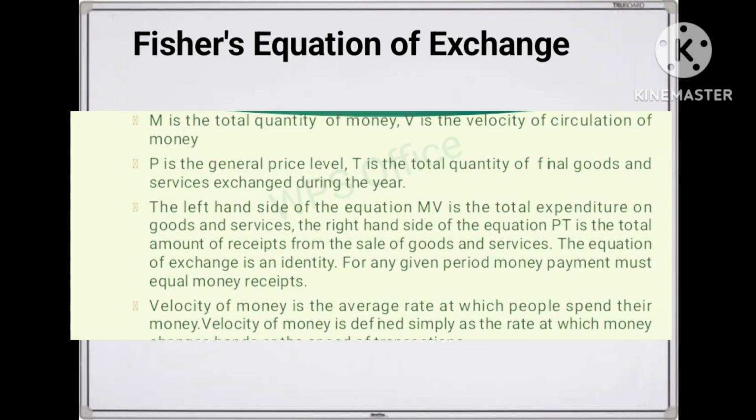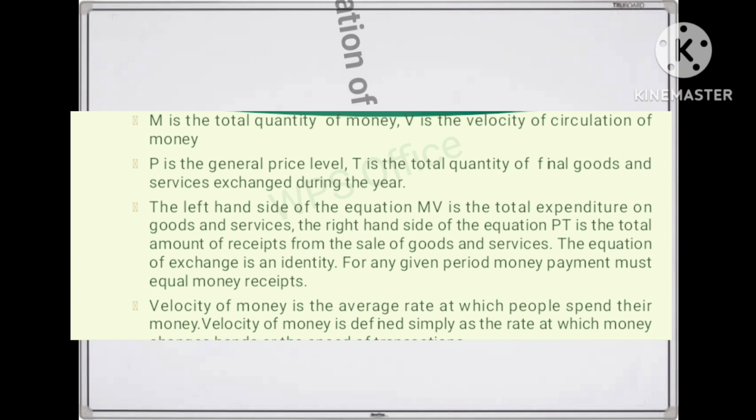M is the total quantity of money and V is the velocity of circulation of money. P is the general price level. T is the total quantity of final goods and services exchanged during a year. The left hand side of the equation, MV, is the total expenditure on goods and services, and the right hand side of the equation, PT, is the total amount of receipts from the sale of goods and services. The equation of the exchange is an identity. For a given period, money payments must equal money receipts.